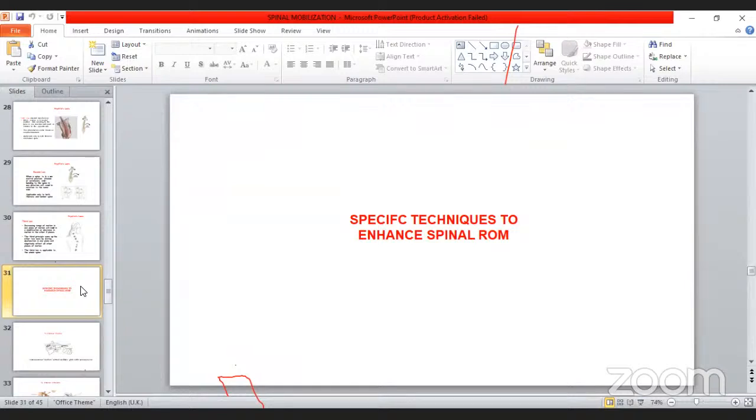Now, the next aspect I want us to look at is specific techniques of mobilization to enhance spinal range of motion. I'm not talking about manipulation yet. I'm talking about mobilization. What are the specific techniques of mobilization that we can use to achieve flexion in the spine, extension in the spine, side flexion in the spine, rotation in the spine? You know, the focus of our presentation is the spine.